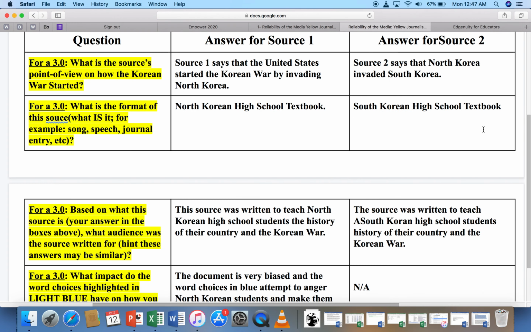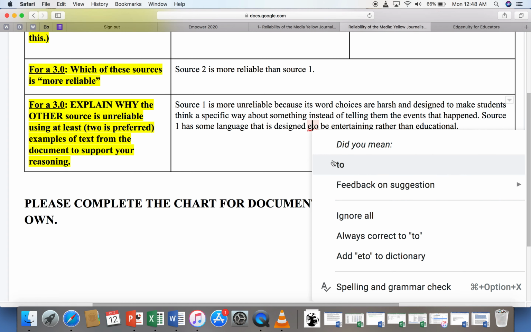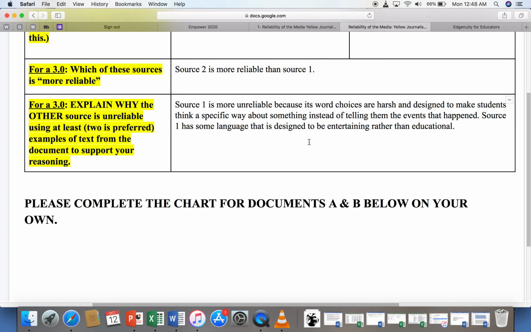The other thing that I had sort of identified is, source 1, the part in pink, or rather, source 1 has some language that is designed to be entertaining rather than educational. And it's not that something entertaining can't be educational, but in this case, it's more interested in painting this picture of war clouds hanging over the battlefield or the echoing roar of cannons instead of being educational. And so those, for me, are the dead giveaways.